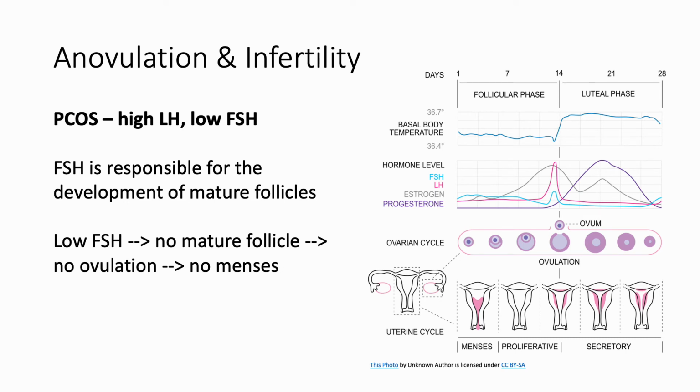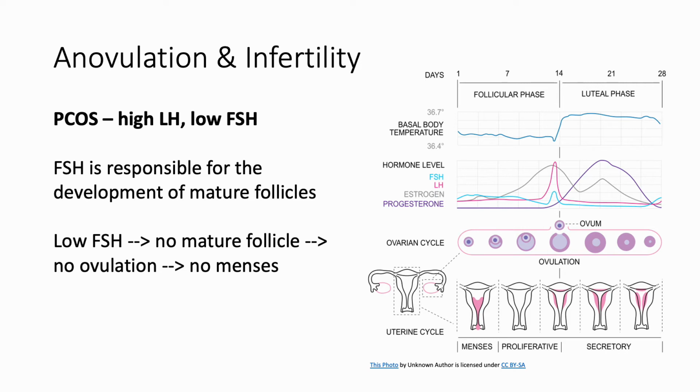So PCOS can cause anovulation and can also be associated with infertility. As we talked about in PCOS, there's really high levels of LH and low FSH. FSH is responsible for the development of mature follicles. As you can see in the image on the right, this is the menstrual cycle, which I'm not going to go through in detail, but just for you to see, the follicle development occurs throughout the follicular phase of the menstrual cycle, and FSH is responsible for that development.